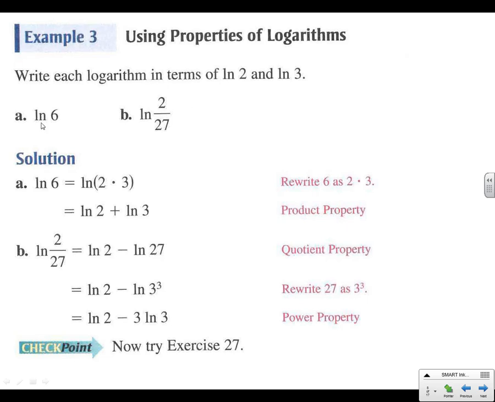This problem says, can we split these problems up into natural log of 2 and natural log of 3? So 6 can be split up into 2 times 3. So we could break that up as the natural log of 2 plus the natural log of 3.